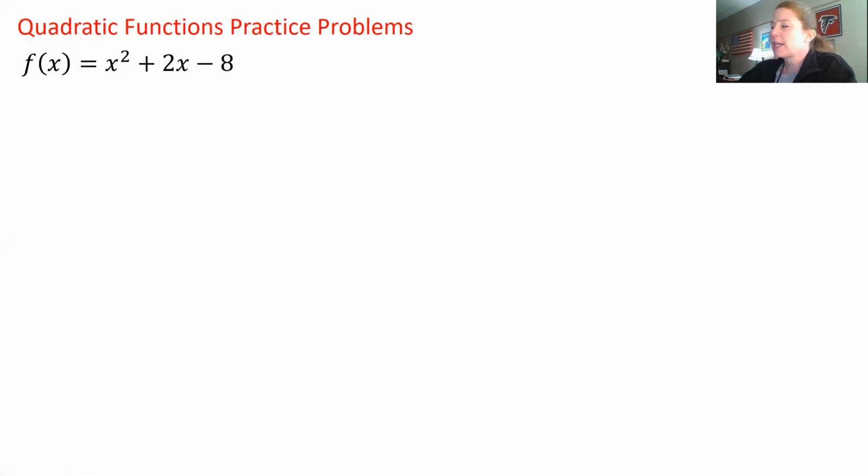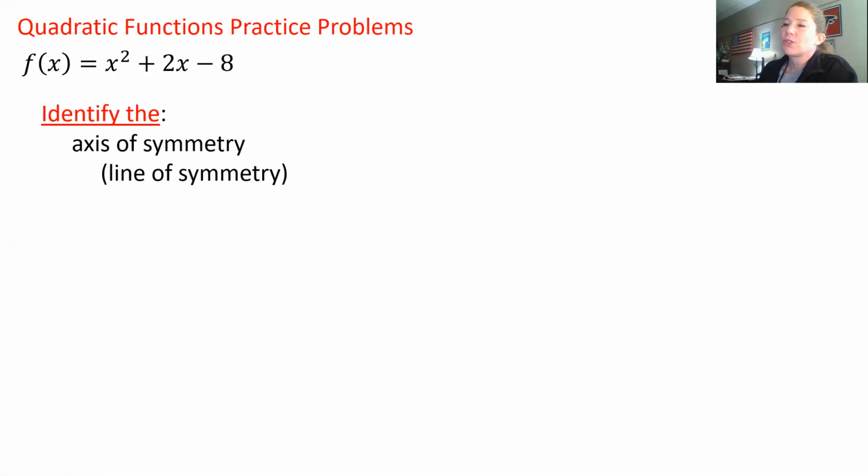Let's talk about quadratic functions. So here we have a quadratic equation, f of x equals x squared plus 2x minus 8. The first thing we're going to do is find the axis of symmetry. And we do that by using the formula negative b over 2a. And that's always our x value.